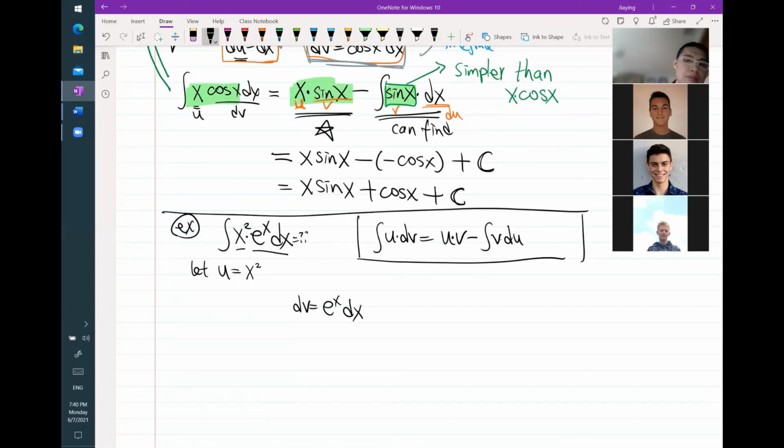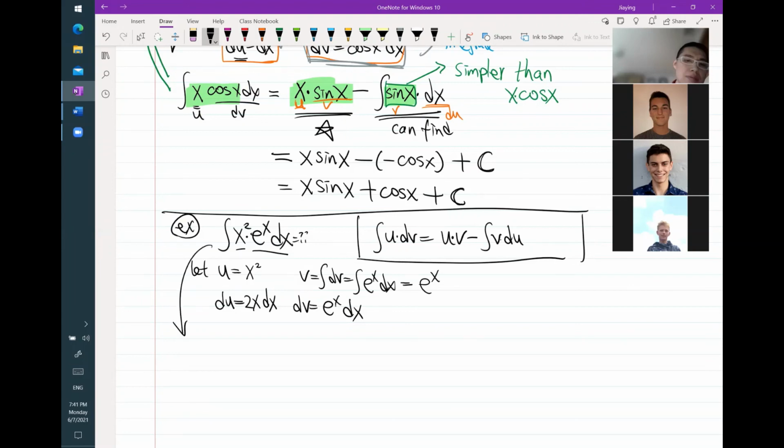So the left side, I'm going to differentiate to get du. If you differentiate both sides, you get 2x dx. And the dv, we're going to use it to find v. So v equals the integral of dv, which is integrating e to the x dx. If you're familiar with that, that just gives you e to the x. So now I have u, I have du, I have v, I have dv, right? I have all four terms. So I can apply the formula.